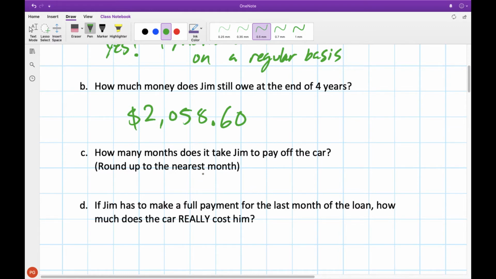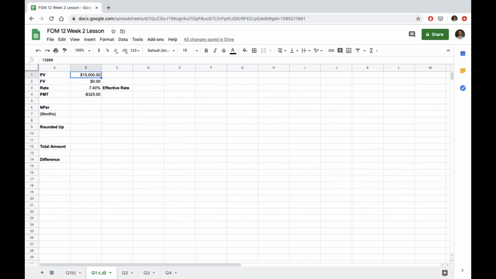Again, we're going to use TVM. I've entered in the numbers, so our present value being positive, our future value is now 0 because he pays off the loan, same rate, same payment, and negative still because he is still paying out of his pocket. Our effective rate would be calculated the same way, dividing by 12, and now we can calculate the number of periods, in this case the number of months.